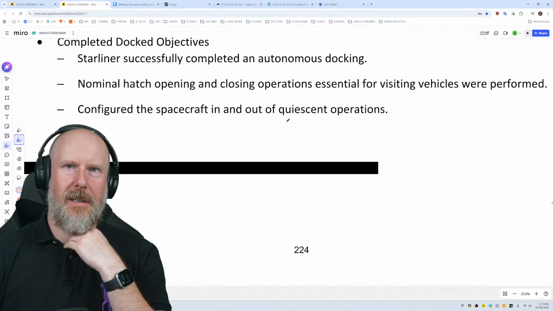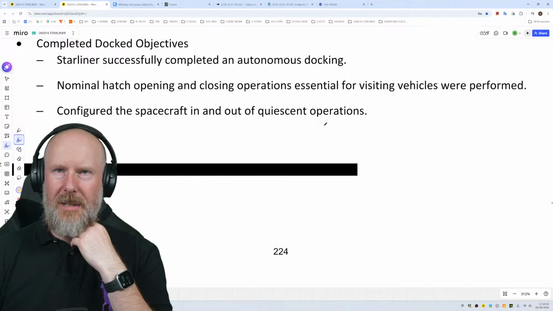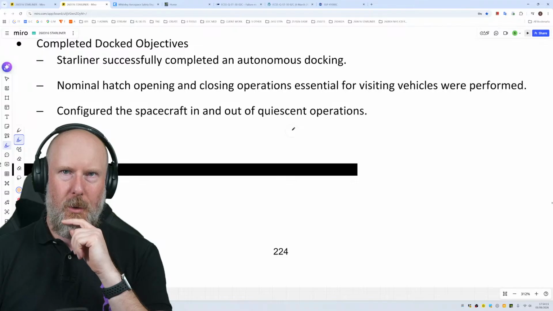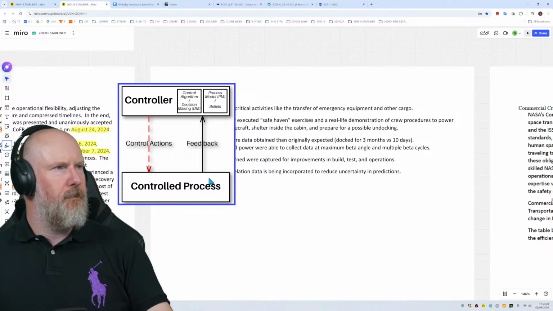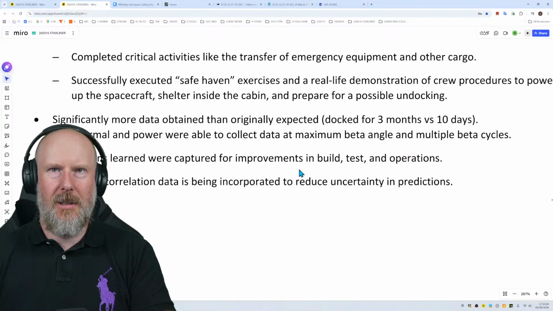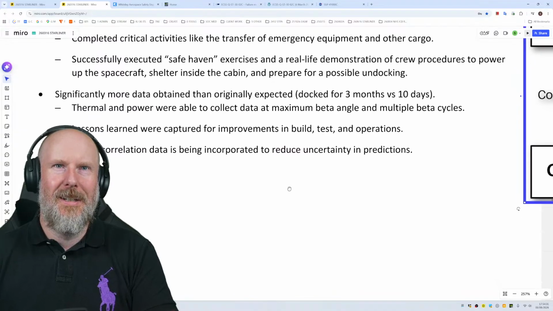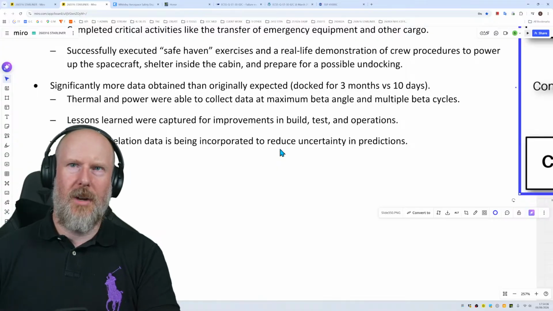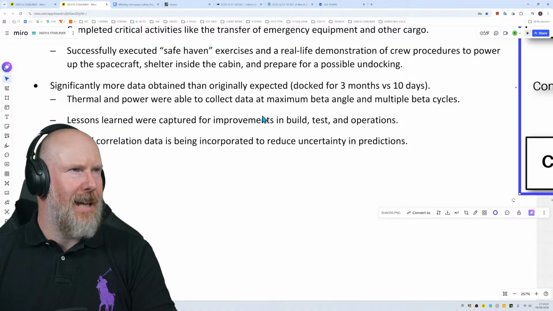Completed docked objectives. Starliner successfully completed an autonomous docking. Nominal hatch opening and closing operations essential for visiting vehicles were performed. Configured the spacecraft in and out of quiescent operations. Fantastic. Completed critical activities like the transfer of energy management, emergency equipment and other cargo. Successfully executed safe haven exercises and a real-life demonstration of crew procedures to power up the spacecraft, shelter inside the cabin and prepare for a possible undocking.